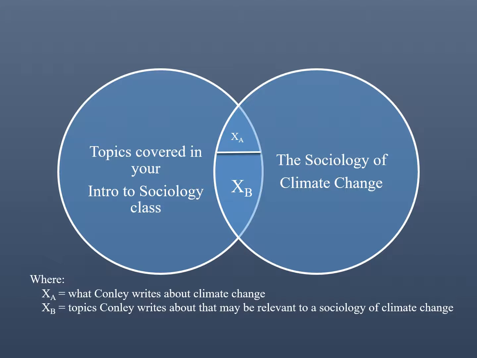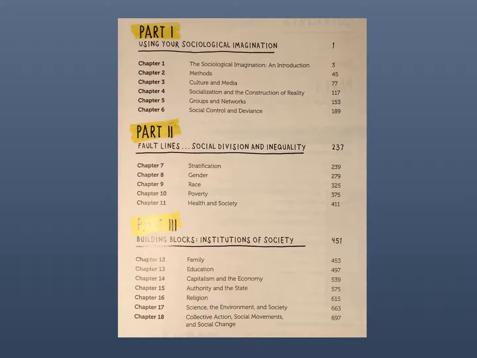Let's now take a look at the category we have been calling X Part B. That is, those parts of Conley's book that discuss ideas that are relevant to climate, but not explicitly about that. It turns out that here, Conley's book has a lot of relevant content. For example, chapter 14 on capitalism and the economy is quite relevant to thinking about the social causes of climate change. Several chapters turn out to be quite relevant to thinking about impacts.